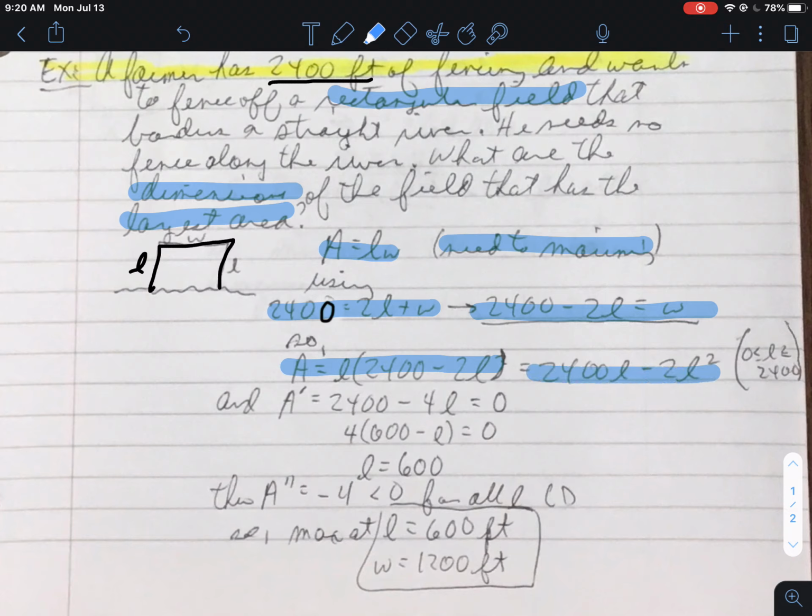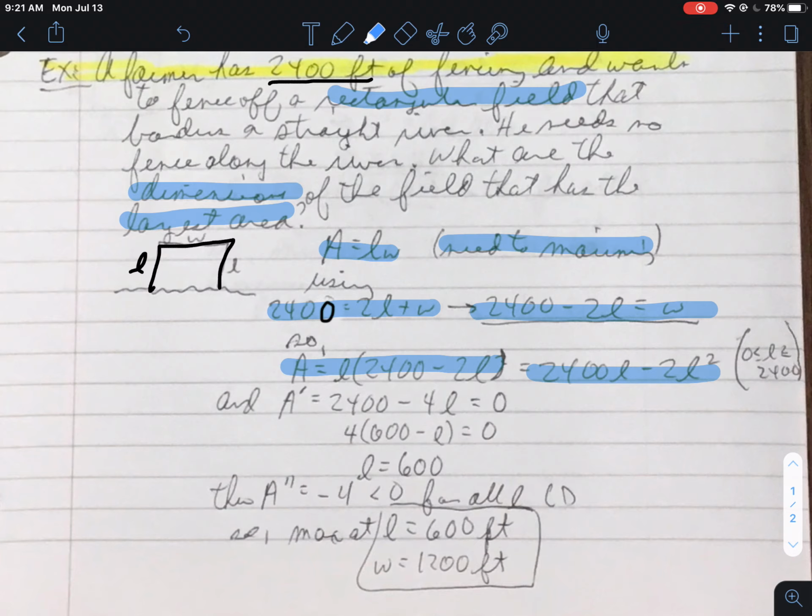Now again, notice that's a quadratic, right? That's a parabola. In this case, it's a parabola that opens down because our L squared is negative. So that means that this function would have a maximum value at its vertex. All right, so that critical number that we find would have to be the absolute max, just because of what I know about the graph of that function.